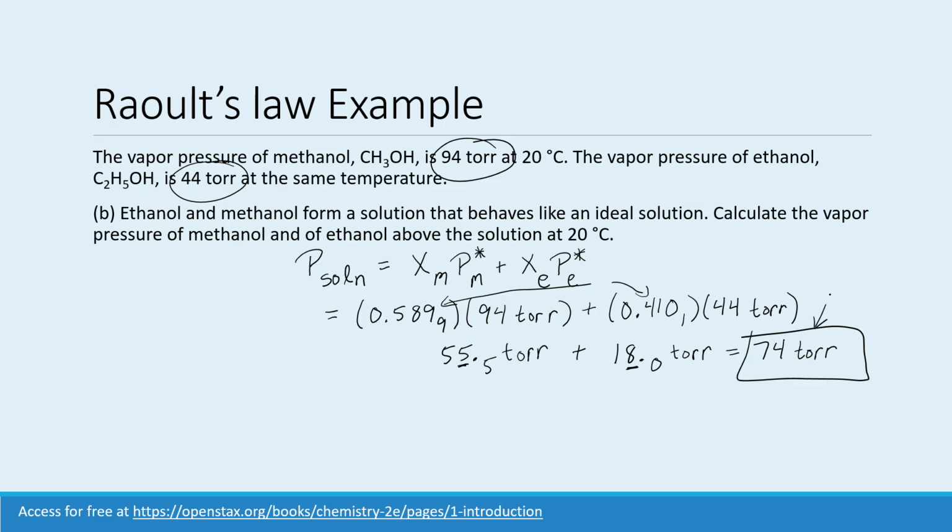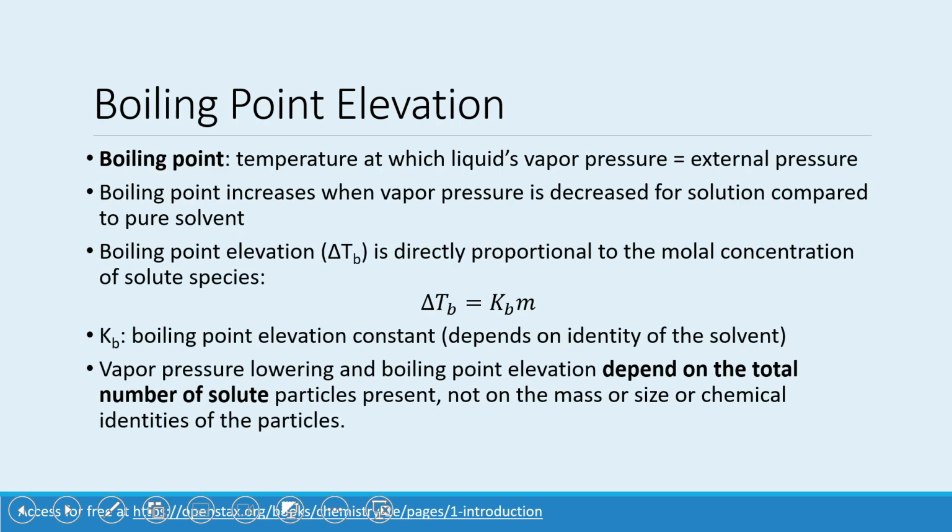Now that is the pressure of the solution, right? So that's the vapor pressure of the entire solution. And then 18 would be the vapor pressure of just ethanol in the solution, and 55.5 would be the vapor pressure of just methanol in the solution. Okay, so we've wrapped up vapor pressure.